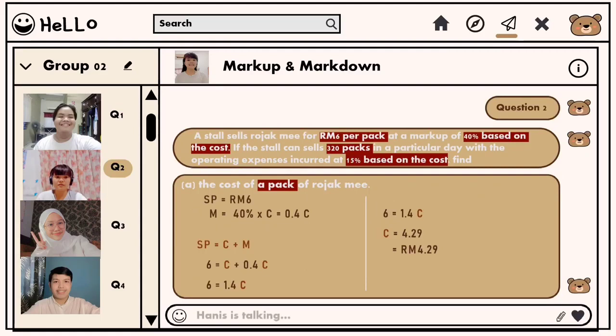The cost of a pack of project meal. First, we take our information, so we can use this formula. SP equals C plus N, 6 equals C plus 0.4C, 6 equals 1.4C. Therefore, C is equal to RM4.29.